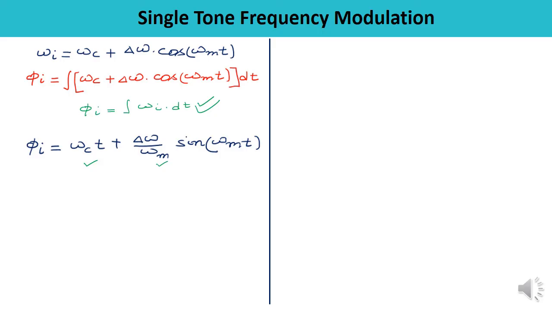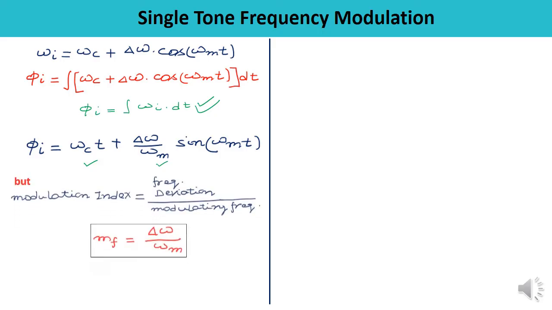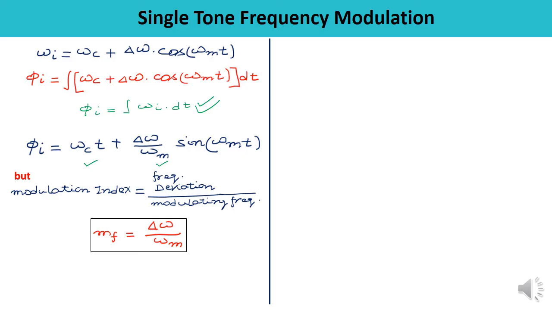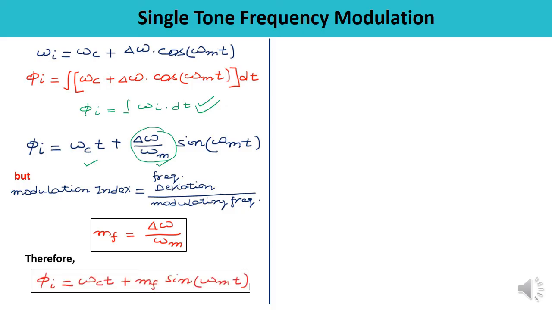If you observe this equation and recall the modulation index term, it is denoted by delta omega upon omega m. It means you can replace this term, delta omega upon omega m, with the modulation index term, mf. So you can write the equation of the instantaneous value of the phase angle. What equation are you getting? Phi i, which is equal to omega c t plus mf into sin omega m t. We have just utilized the term of the modulation index.